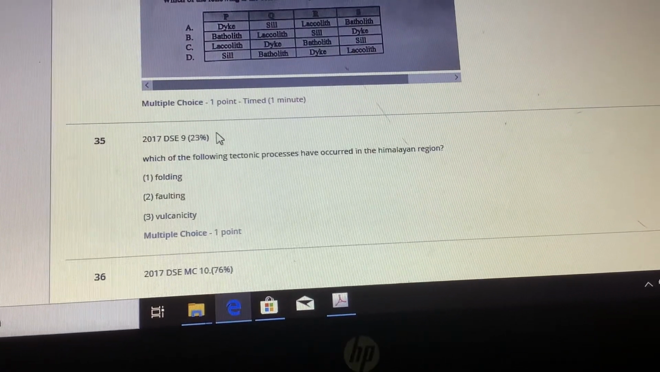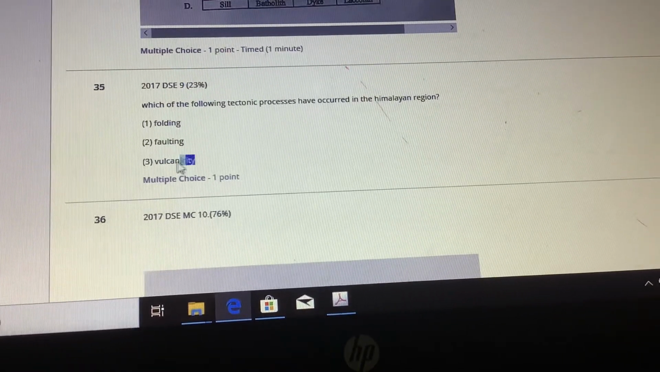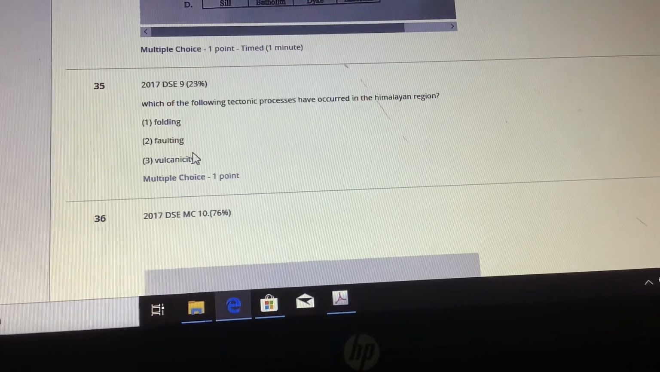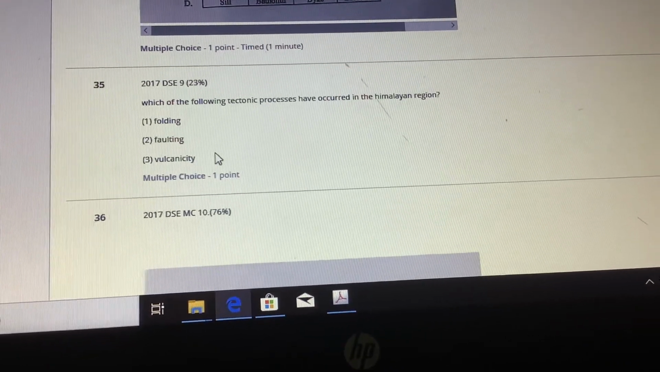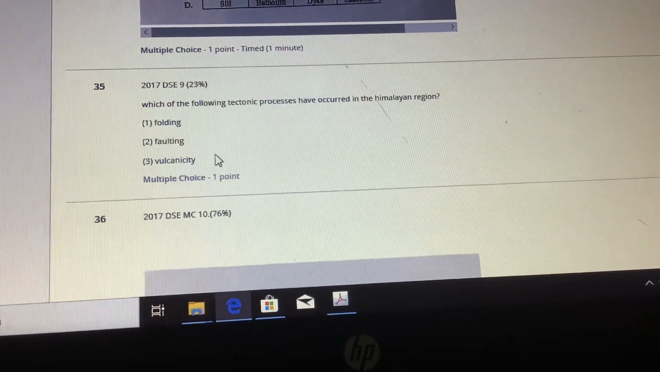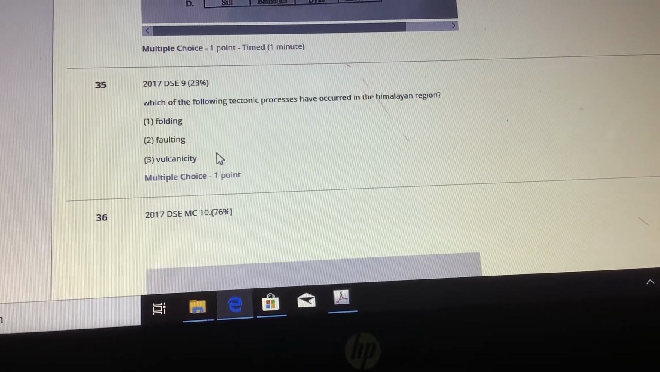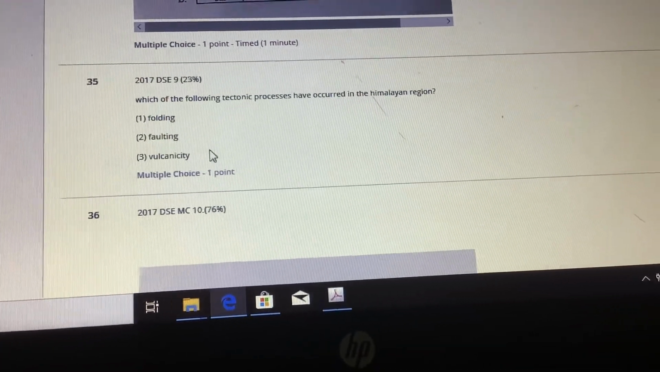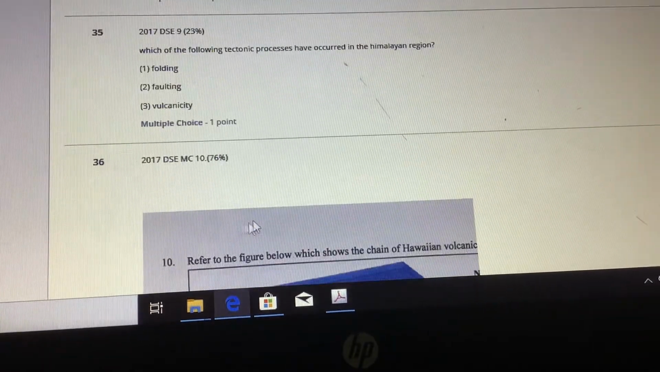Wow, 23 people got it right. Because most of you don't know it's not having volcanicity. Okay? Because it is a continental crust crashing with continental crust and no subduction at all. So the magma or lava inside the asthenosphere cannot squeeze out to the area that's having 8,848 meters height. Okay, so number 1 and 2 is the correct answer only.